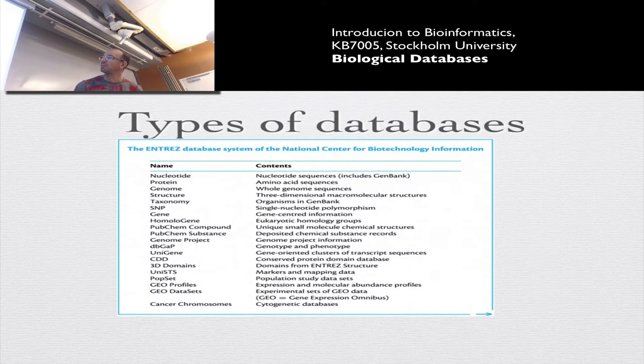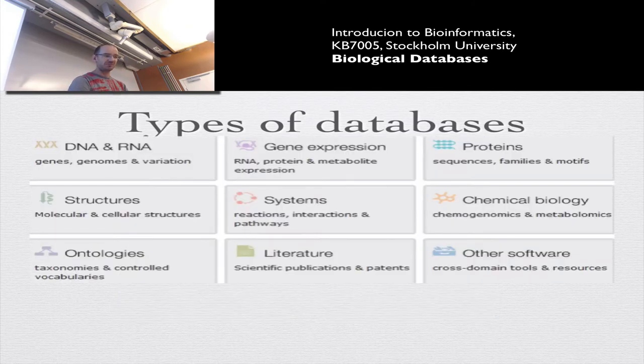The most common thing that people use is probably PubMed, which is not in this list. So basically the literature searching. Now Google is starting to challenge that because they have Google Scholar, which is actually sometimes much better, but PubMed is the database that has every abstract of every scientific paper published in the last 50 or 100 years almost. That's where you go to look for papers. There's a European copy of that also, which I never use. It might be good. And this is the corresponding thing at EBI. This is an overview of their databases: DNA, RNA, gene expression, proteins, structures, systems, chemical biology, ontologies, literature, so that's PubMed or European PubMed, software, other software, etc.